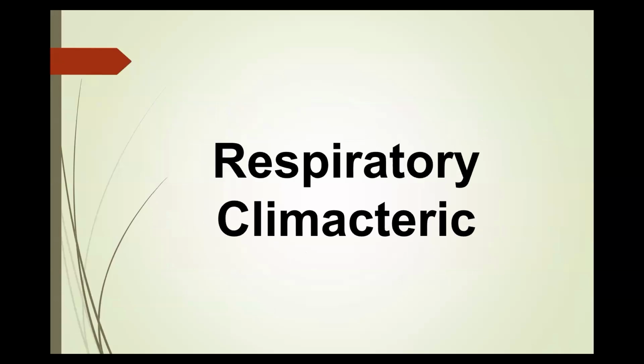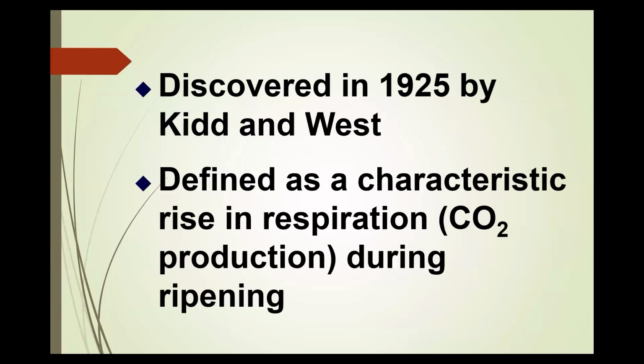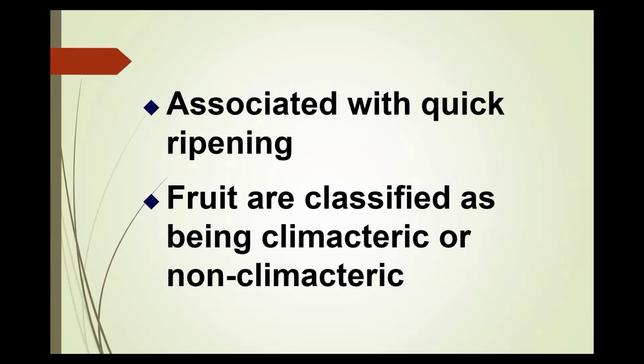What is the respiratory climacteric? The climacteric was discovered in 1925 by the scientist Kidd and West. It's defined as a characteristic rise in respiration, that is CO2 production, during ripening. It is associated with quick ripening, and fruit are classified as being climacteric or non-climacteric.